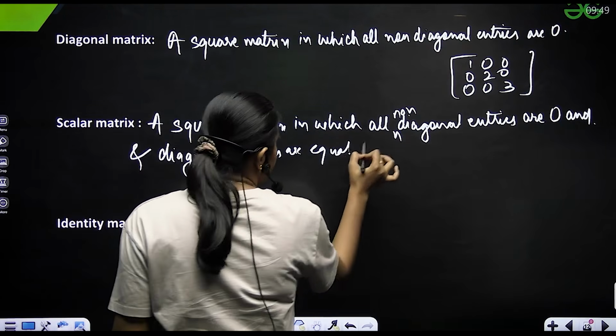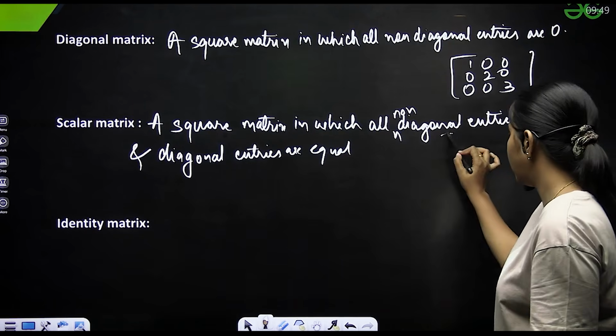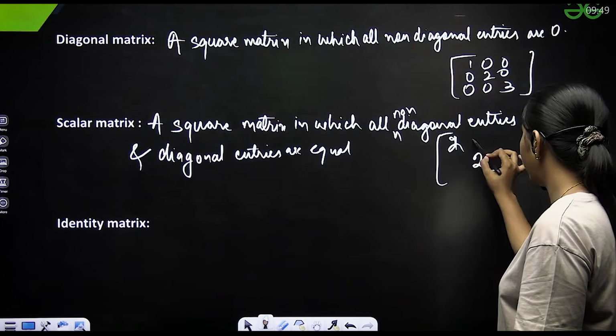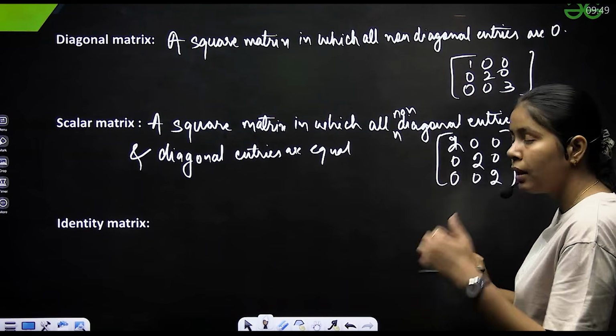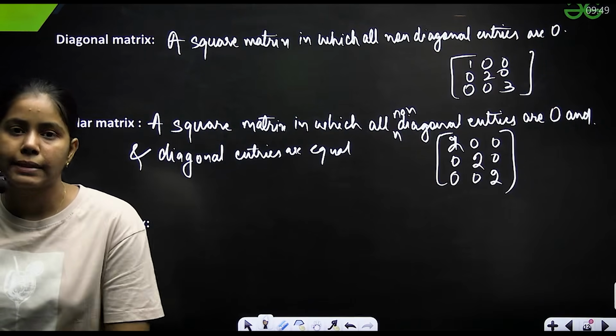That means I cannot write 1, 2, 3. There should be only one scalar, right? A single scalar. So if I write 2, 2, 2, or instead of 2, I can place 3, 4, 5, any number, but it should be the same on all 3 values, right? So that would be my scalar matrix.